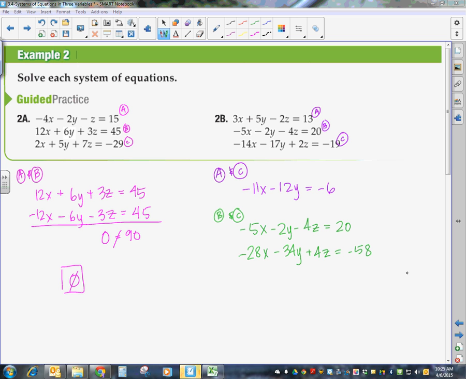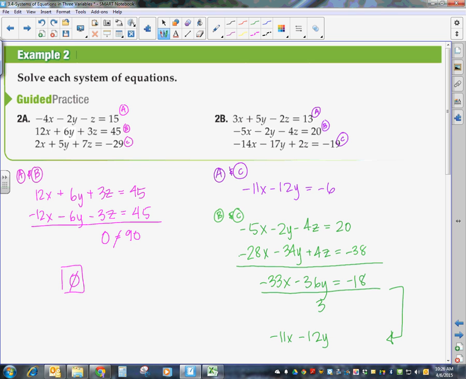Having a hard time writing. I've been on spring break because it's not 58, it's 38. Where are my people? Negative 38. Okay, so when I combine these, negative 5, negative 28 is negative 33x minus 36y. My z's fall out. 20 minus 38 is negative 18. I notice they all have a common 3, so I'm going to divide everything by 3, which is going to give me negative 11x minus 12y equals negative 6.